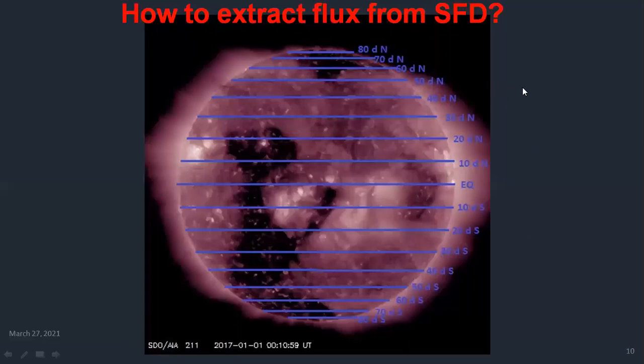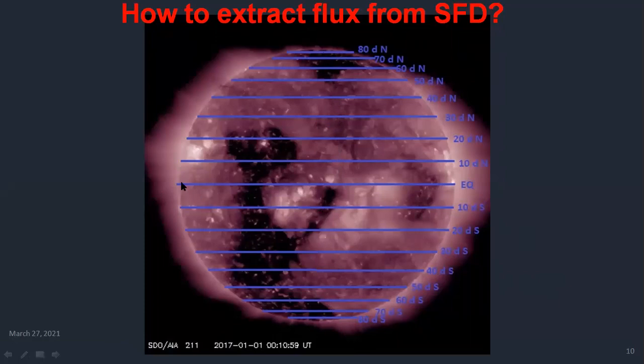Now I will discuss how to extract the solar flux from the solar full disk images. In this case, we made a total of 17 strips from 80 degrees south to 80 degrees north. For example, this strip belongs to 80 degrees south, this one is 70 degrees south, 60 degrees south. This is the equatorial strip. This is the 10 degree north strip. This is the 20 degree north strip, up to this 80 degree north strip.